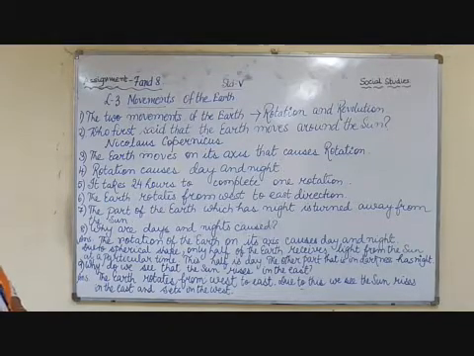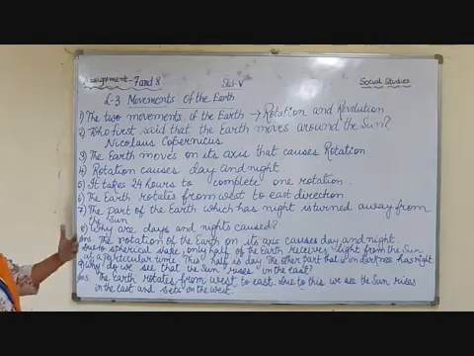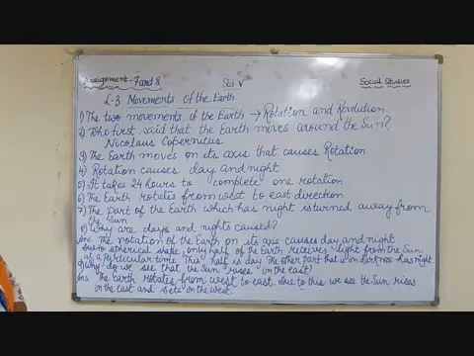Due to spherical shape, the earth is spherical in shape, so only half of the earth receives light from the sun at a particular time. This half is day, and the other part that is in darkness is night. So this is how days and nights are caused.